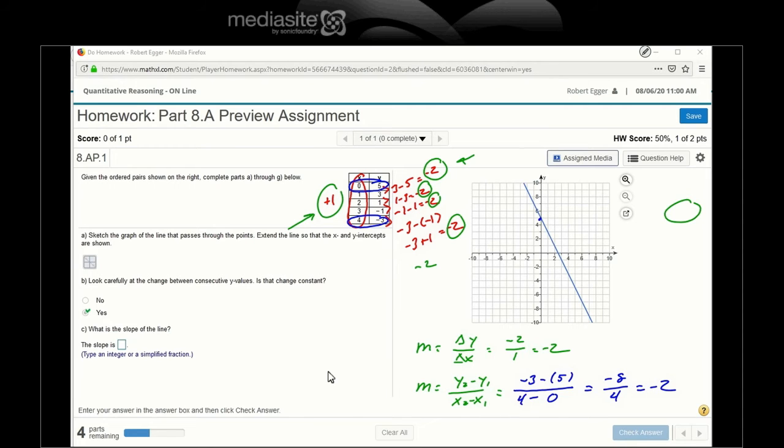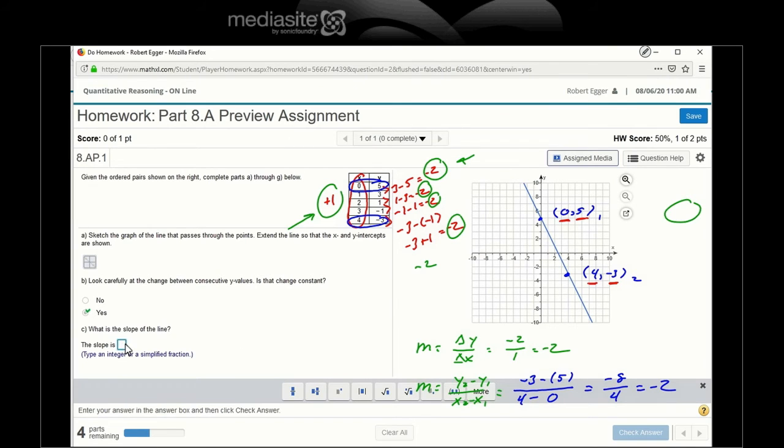Remember, I used this point as my first point and this point as my second point. So x2 minus x1, y2 minus y1. Slope is minus 2.